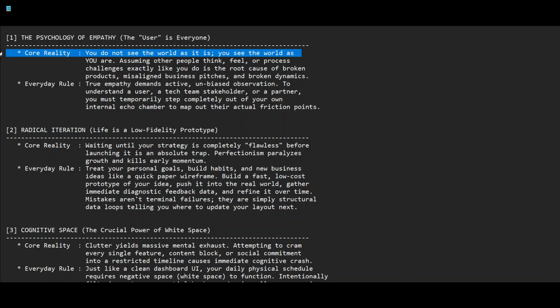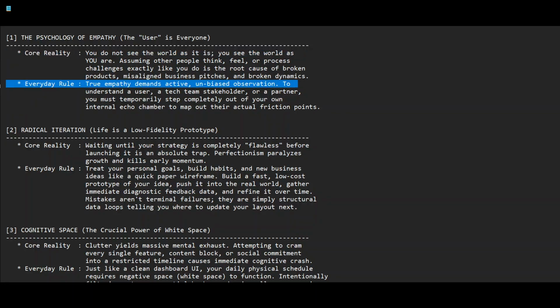Assuming other people think, feel, or process challenges exactly like you do is the root cause of broken products, misaligned business pitches, and broken dynamics. So you can say, don't assume things, bring the proof. Like, yeah, people are suffering. Ask people, take interviews, take the data, use the data.